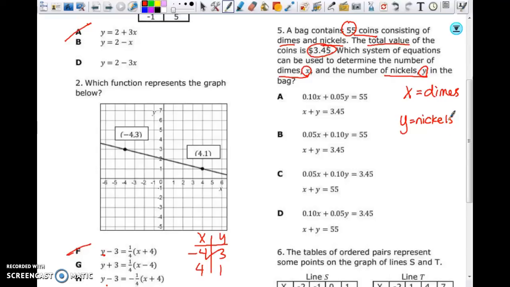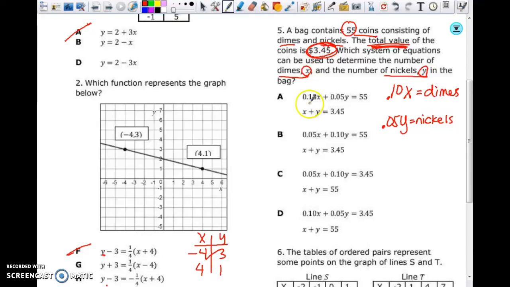So remember, you always want to match up. I see a dollar sign here. This is value, right? A total value of 345. Remember, what is the value of a dime? What number goes with dimes? I know dimes are worth 10 cents and nickels are worth 5.